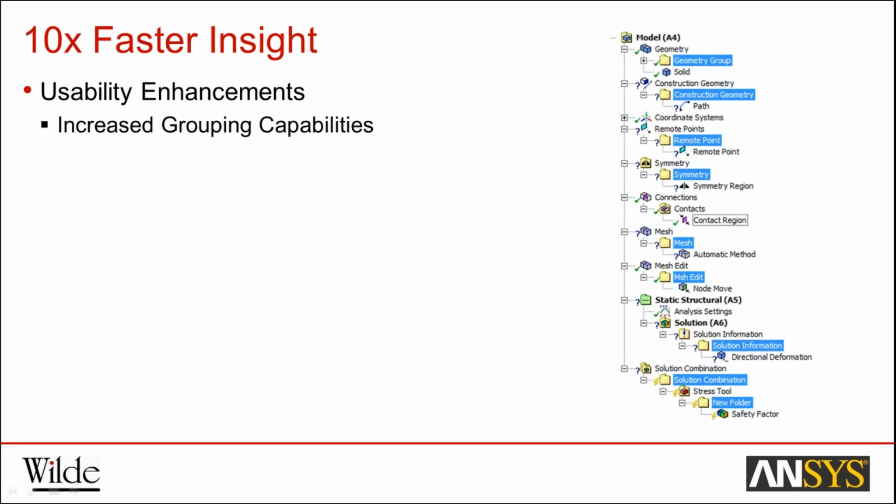We've got increased grouping capabilities in version 17. This was introduced in version 16, and it's now been extended upon in version 17. This is now available throughout the whole tree. Previously this was quite limited in what areas of the tree you could use it on.